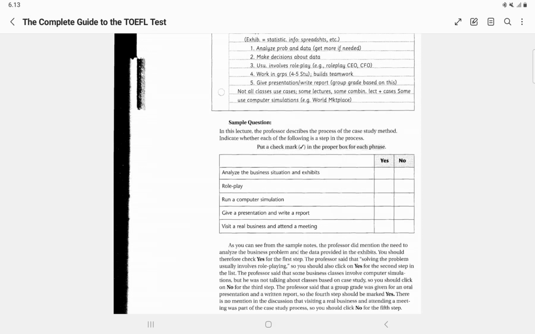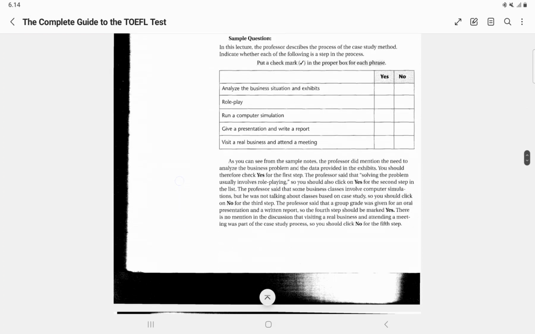There is no mention in the discussion that visiting a real business and attending a meeting was part of the case study process, so you should click no for the fifth step. So the steps are analyze the business situation and exhibits, role play, and give a presentation and write a report.